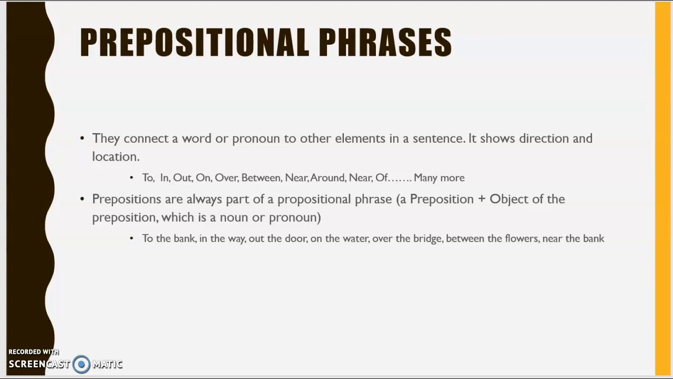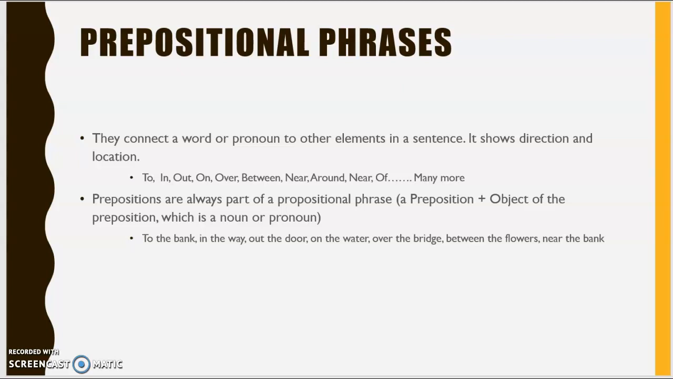If it fits in, the squirrel ran blank the tree. Under the tree, over the tree, around the tree, between the trees, into the tree, out of the tree, near the tree, next to the tree. Okay, that's a preposition. But prepositions don't stand alone. They always work in phrases.